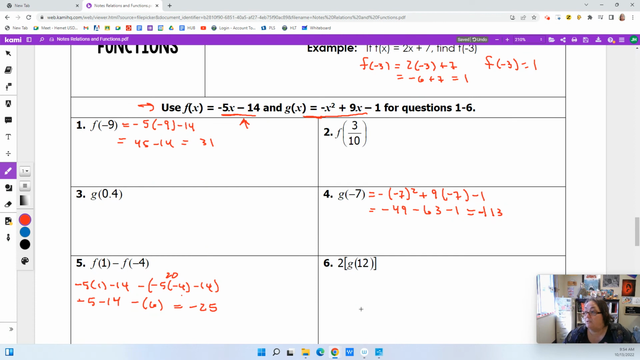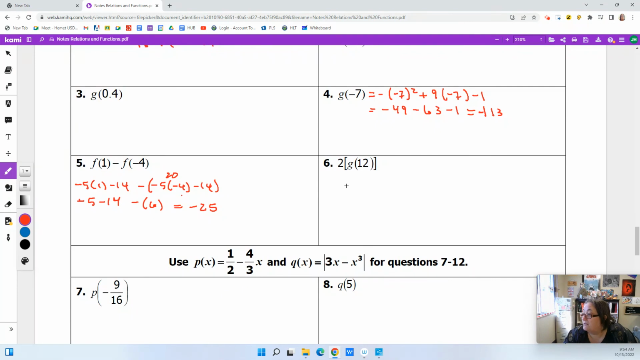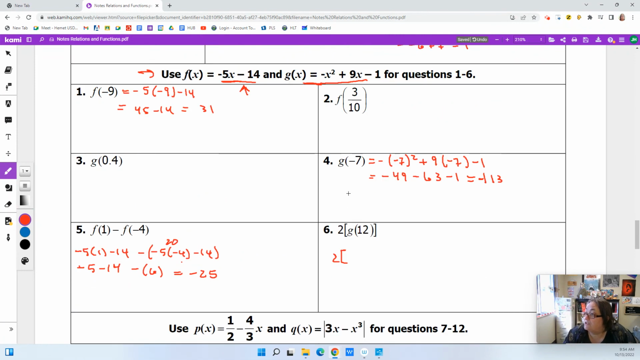So think about what you're doing with this. A problem like this one right here, where I'm plugging in the g, I've got 2 times g of 12. So we've got to go to this g equation. We've got minus x squared. Well, that's minus 12 squared plus 9 times 12 minus 1. We're going to put that in brackets, and at the end, whatever we get, we've got to multiply the whole thing times this 2 on the outside.